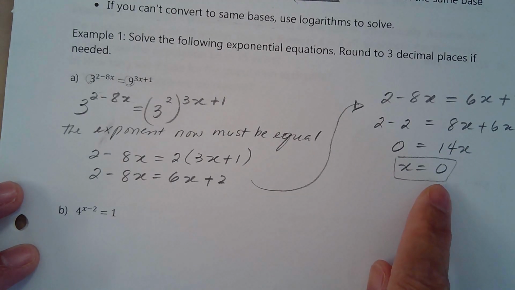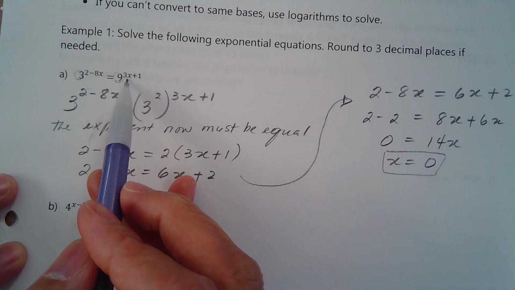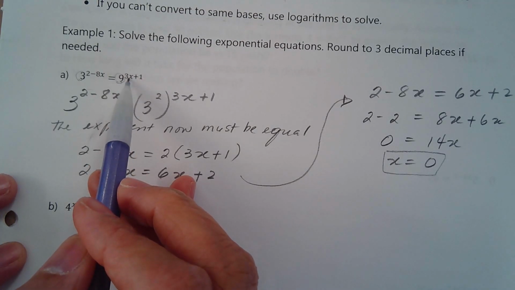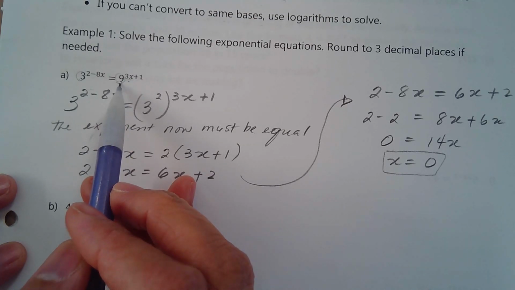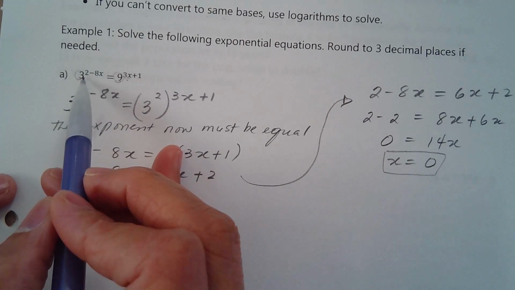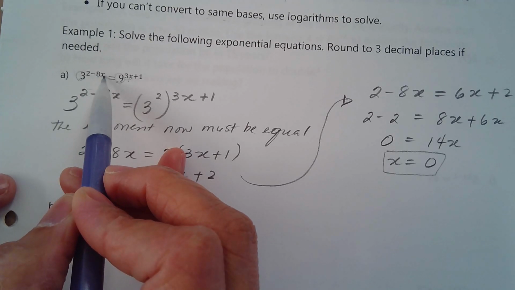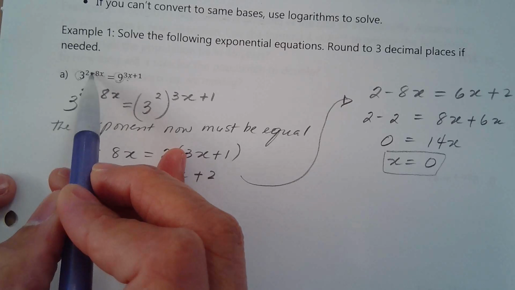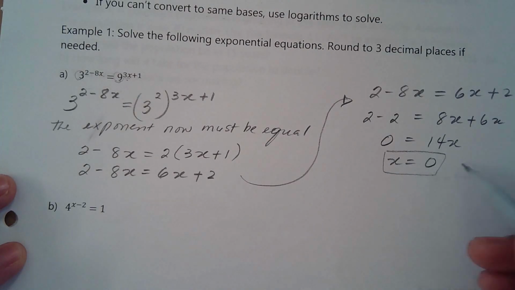So if x is 0, let's see if that makes sense to us. Look at this. 3 times 0 is 0. So we're left with 9 to the power of 1, which is 9, right? Over here, if x is 0, 8 times 0 is 0. What's left is 3 squared, which is also 9. So 9 equals 9. So x equals 0 is a solution.